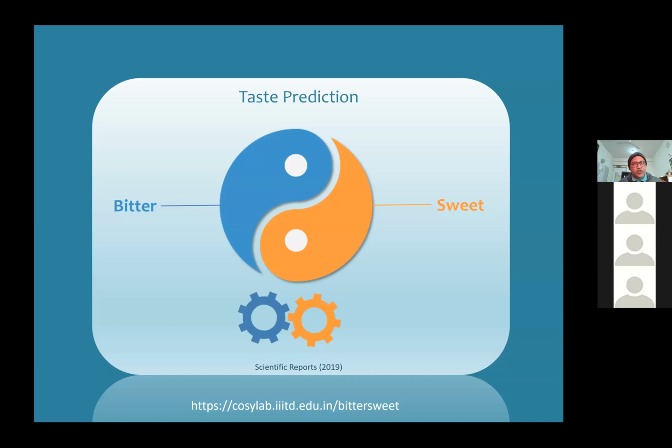We have focused on the bittersweet axis dimension and have come up with a machine learning classifier, published in Scientific Reports two years ago, wherein we have shown that it is possible to build state-of-the-art algorithms with accuracy touching 90% or more. Given a molecule, using the interface provided at the URL given at the bottom, we can tell you the probability of a molecule being bitter, sweet, or tasteless. And that is what taste prediction is all about.